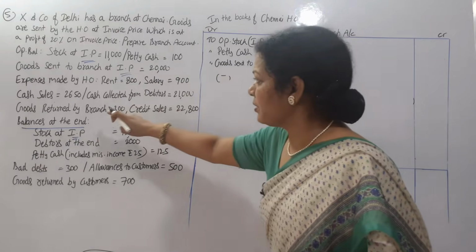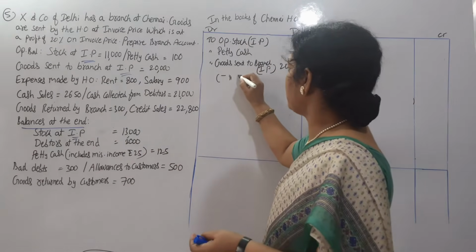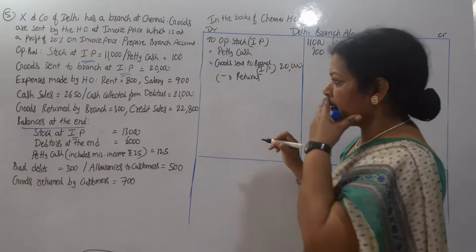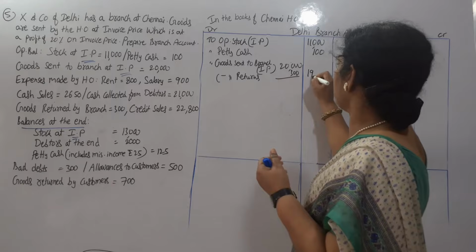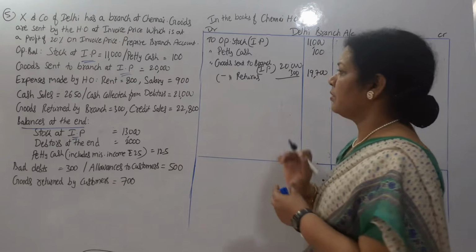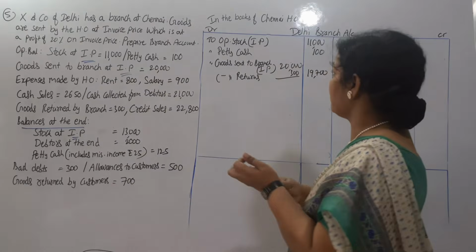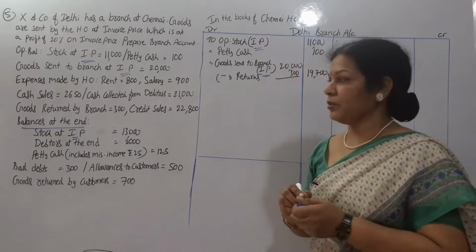minus returns. Where is returns? Goods returned by branch, okay, minus returns. How much is returned? 300. So it is 19,700. Goods sent to branch at invoice price, this is over. We'll underline this invoice price because we have to calculate on the opposite side, okay.